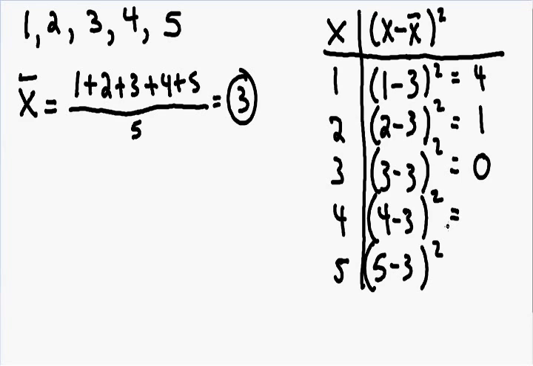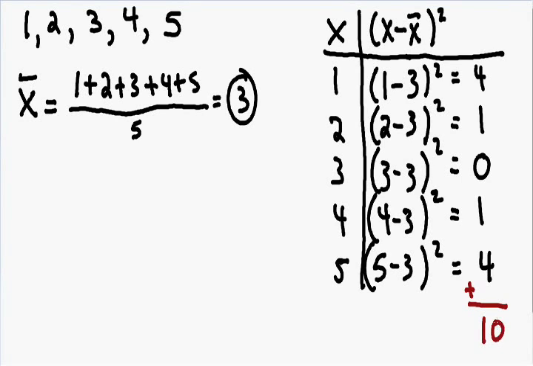In our fourth row, we have 4 minus 3, positive 1. Positive 1 squared is also positive 1. And in our fifth row, we have 5 minus 3, which is positive 2. 2 squared is equal to 4. And if we add all of our values in the right-hand side of the table, we have 4 plus 1, which is 5. 5 plus 0 is 5. 5 plus 1 is 6. 6 plus 4 is equal to 10.